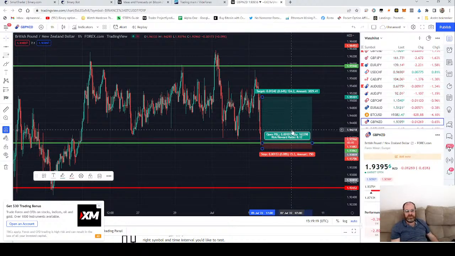So yes, on GBP against New Zealand right now, a clear long trade with a high probability for a win and an 8-to-1 ratio.